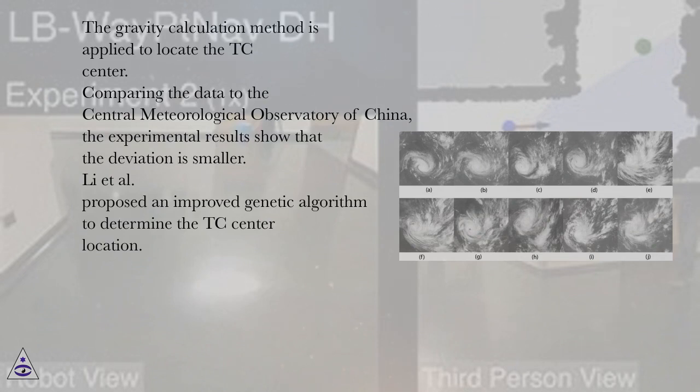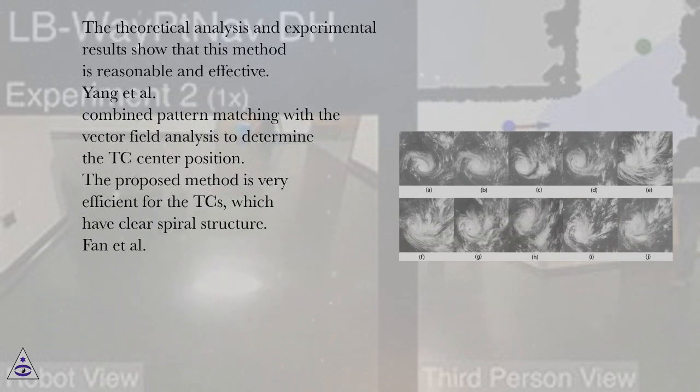Li et al. proposed an improved genetic algorithm to determine the TC center location. The theoretical analysis and experimental results show that this method is reasonable and effective. Zhang et al. combined pattern matching with the vector field analysis to determine the TC center position. The proposed method is very efficient for the TCs, which have clear spiral structure.